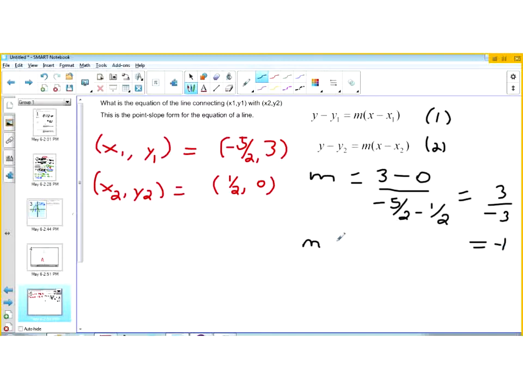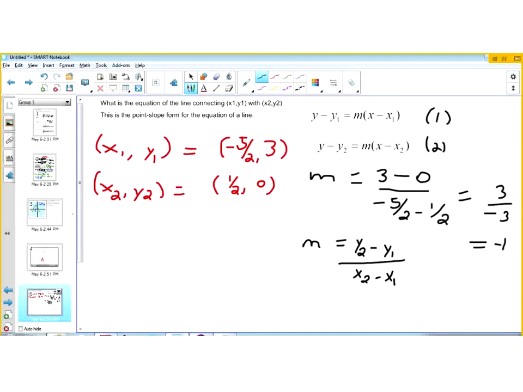Now that's one way of calculating the slope. I could have also said that m could equal y2 minus y1 over x2 minus x1. This is an alternate formula for the slope. So either way, I should get negative 1. So you work it this way, and you should get negative 1 as well.